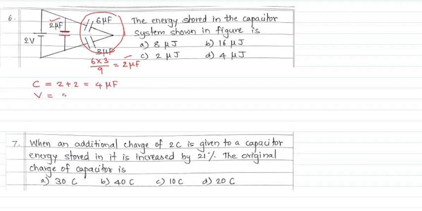Potential V is 2 volt. Now you calculate energy. So energy is equal to half CV square. Substitute the values. Half, C is 4, potential is 2 square. If you simplify, 4 into 2 will have 8. Capacitance is in micro, so energy will be in microjoule. So 8 microjoule. Option A is the answer.